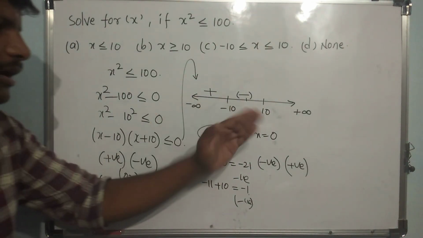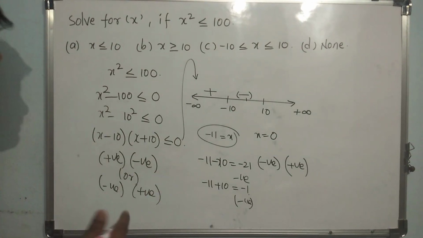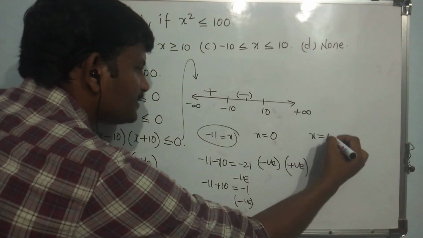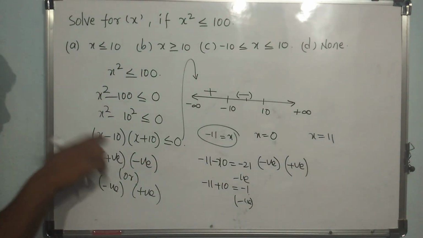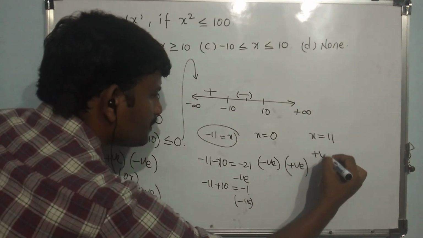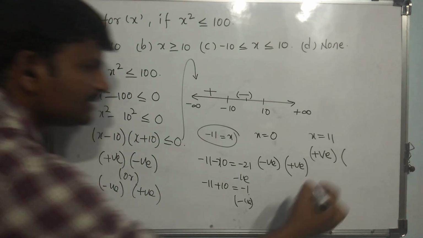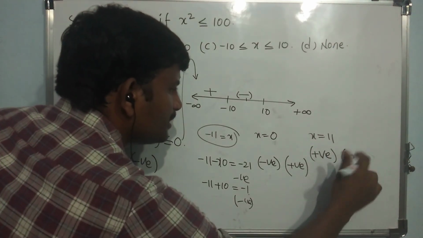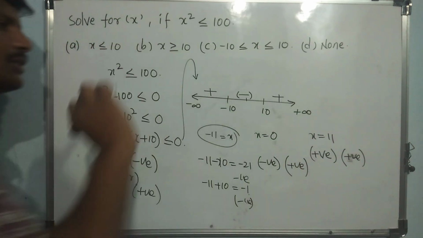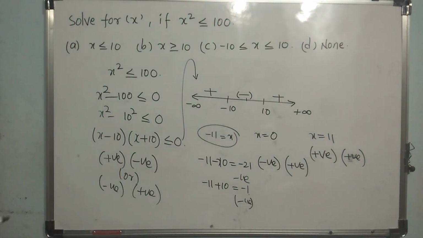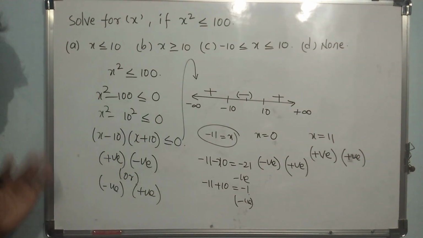And after 10, what will happen? You can take x equal to 11. If I take x equal to 11, 11 minus 10 is a positive number, into 11 plus 10, a positive number again, right? So positive into positive is positive. Got it? So my requirement is that your expression must be negative.